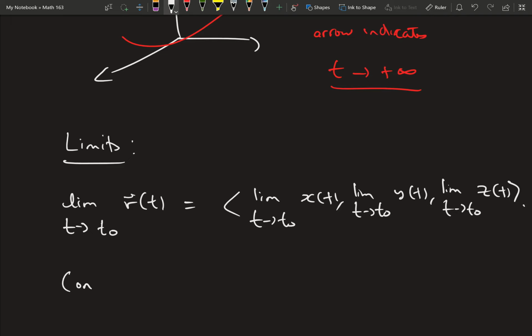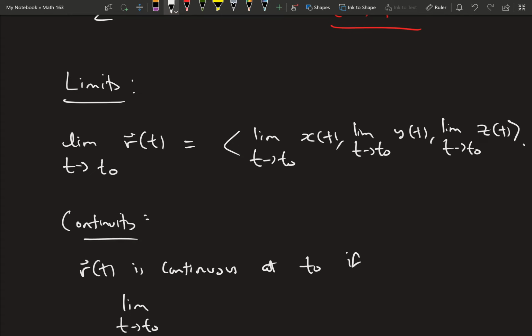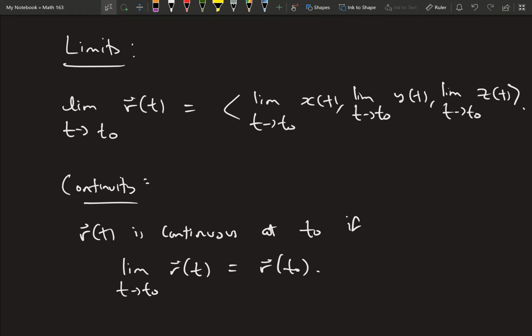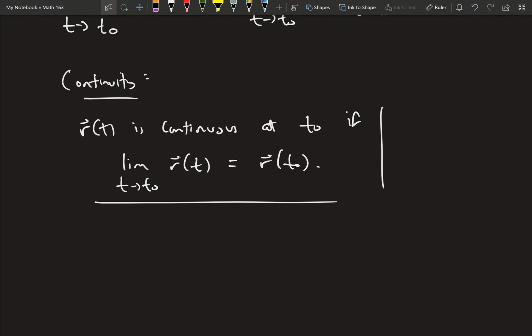And so using the limit concept, you can define continuity also. So R of t is continuous at some t naught if the limit as t goes to t naught of R of t is equal to R of t naught. So this is the definition of continuity, and it's just the analog of continuity in single variable calculus. Similarly, you can define the derivative.